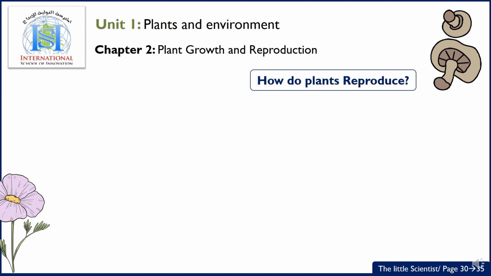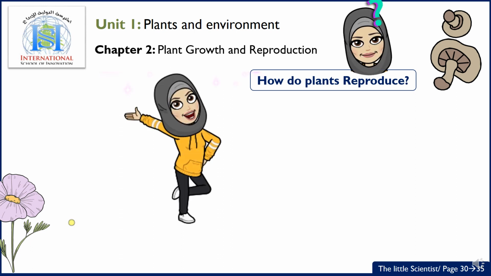But first, let's revise together. How do plants reproduce? But keep in mind, reproduce means how a plant can make a new baby plant. So plants can reproduce by making seeds or by making spores.